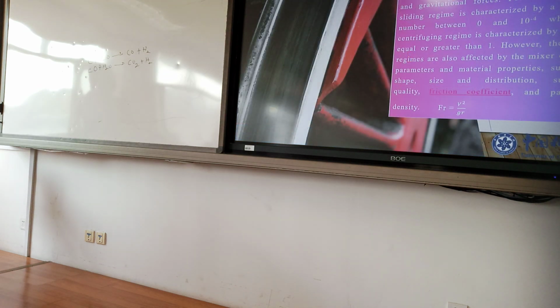Now, the Froude number actually takes into consideration the centripetal force and the gravitational force. For particles to undergo particulate fluidization, the Froude number must be less than 1. If the Froude number is greater than 1, then it will undergo aggregative fluidization.